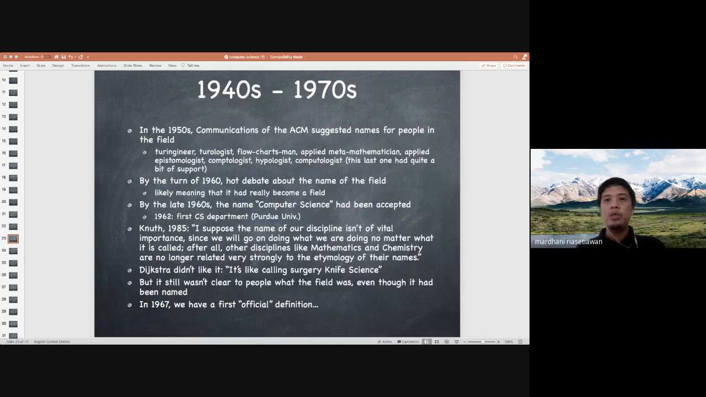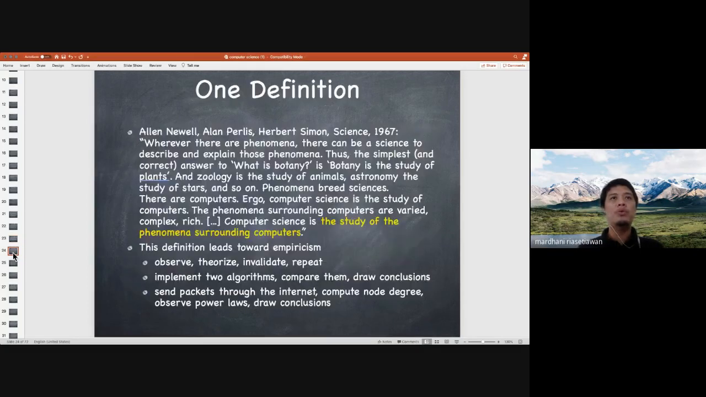So this is the first official definition. If we go to another definition, we also have one from Alan Newell, Alan Perlis, and Herbert Simon in 1967, which says that wherever there are phenomena, there can be a science assigned to describe and explain those phenomena. So they're very important.